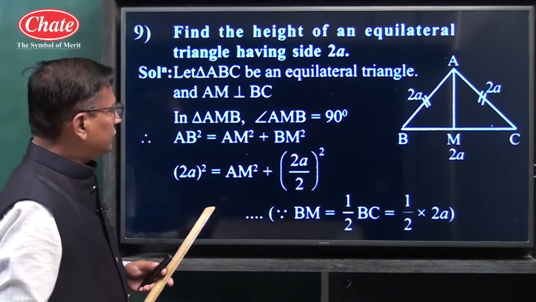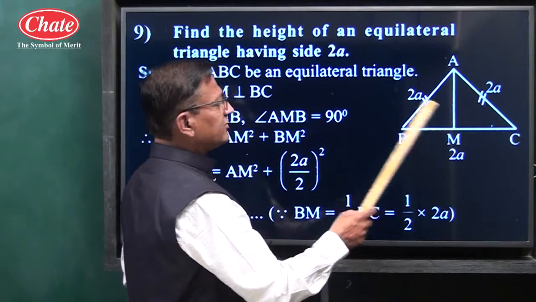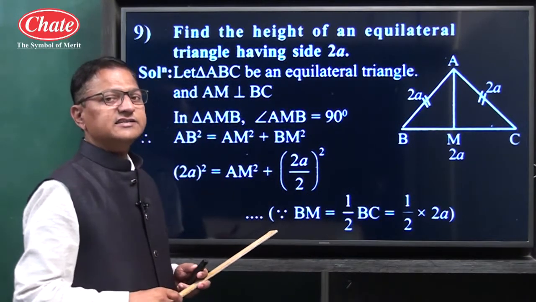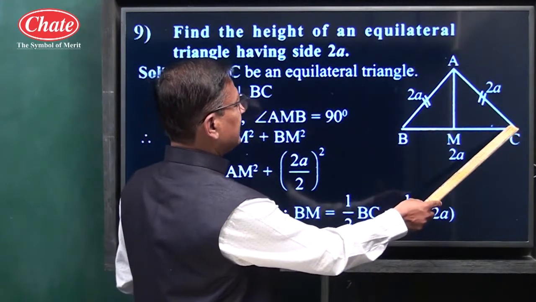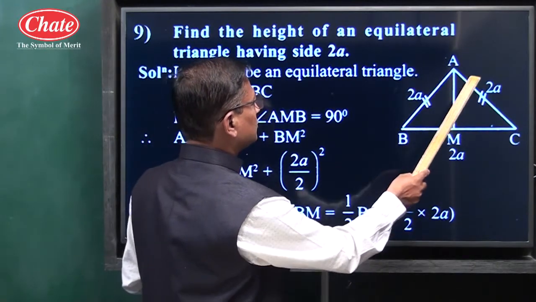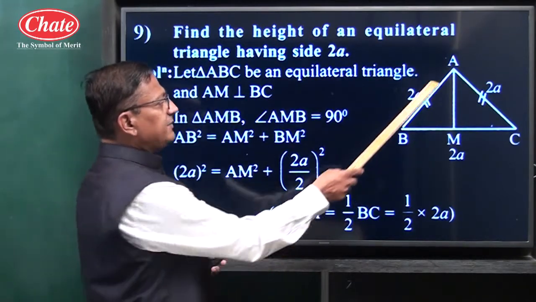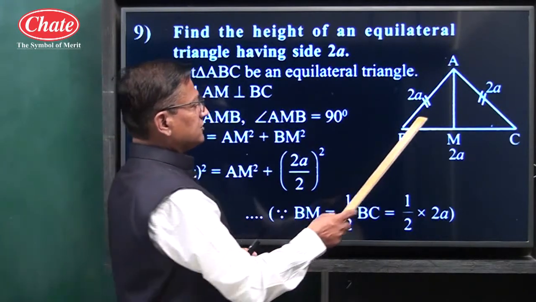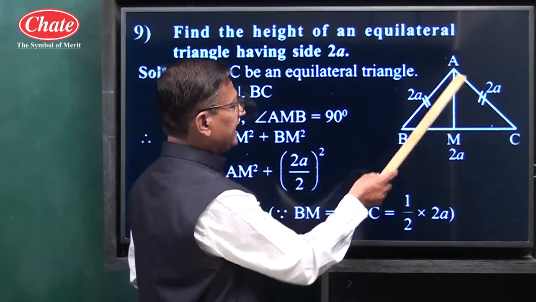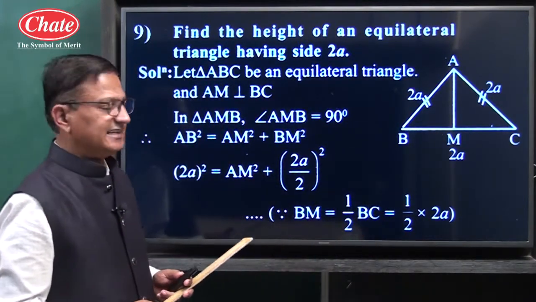Here we know all angles of an equilateral triangle are 60 degrees. It means angle B is equal to 60 degrees, angle C is equal to 60 degrees, and angle A is equal to 60 degrees. Here AM is the height. It means it is the perpendicular drawn from point A to BC. Angle M is equal to 90 degrees.